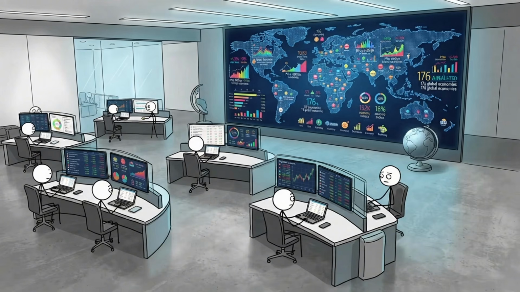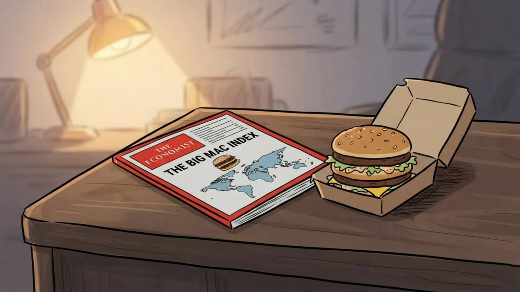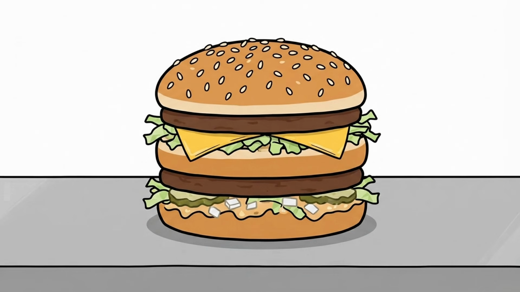Now, how do you even measure that? Well, the World Bank runs an actual program for it, collecting prices on thousands of items across 176 economies. It's so expensive they don't do it every year. But there's a much simpler version, and it's genius. In 1986, The Economist invented the Big Mac Index. A Big Mac is nearly identical everywhere on Earth. Same beef, same bun, same sauce. But its price also includes local rent and local wages.